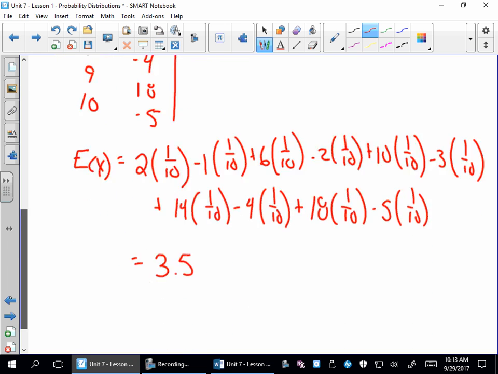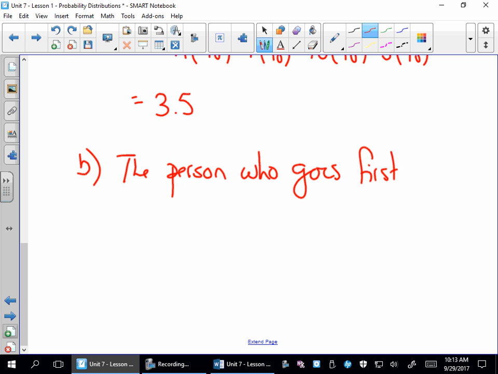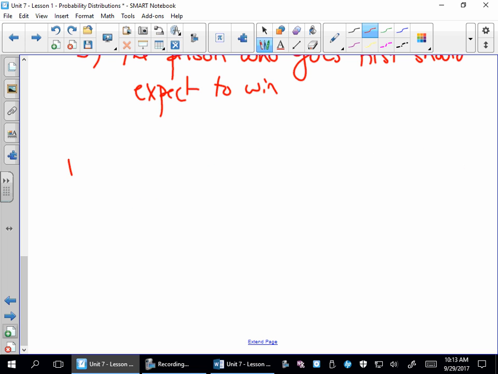Well, depending on who goes first, if you move forward on average 3.5 spaces every time, the person who goes first should expect to win, because on average, they're moving first. And if they move 3.5 spaces before you get a chance to move, well, they're going to win every single time.